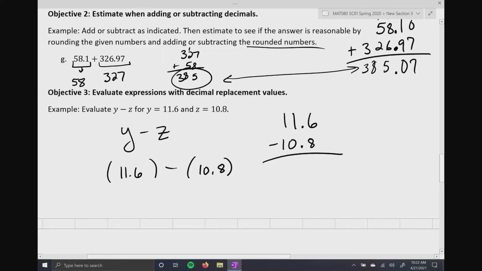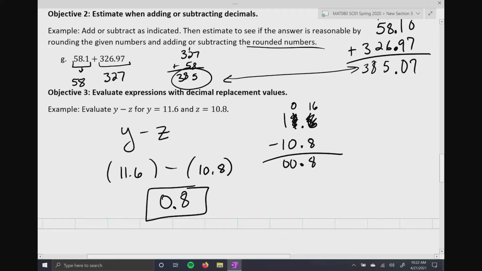I have to borrow. So this turns into a 16. That turns into a 0. 16 minus 8 is 8. 0 minus 0 is 0. And 1 minus 1 is 0. So this is nothing more than just 0.8.